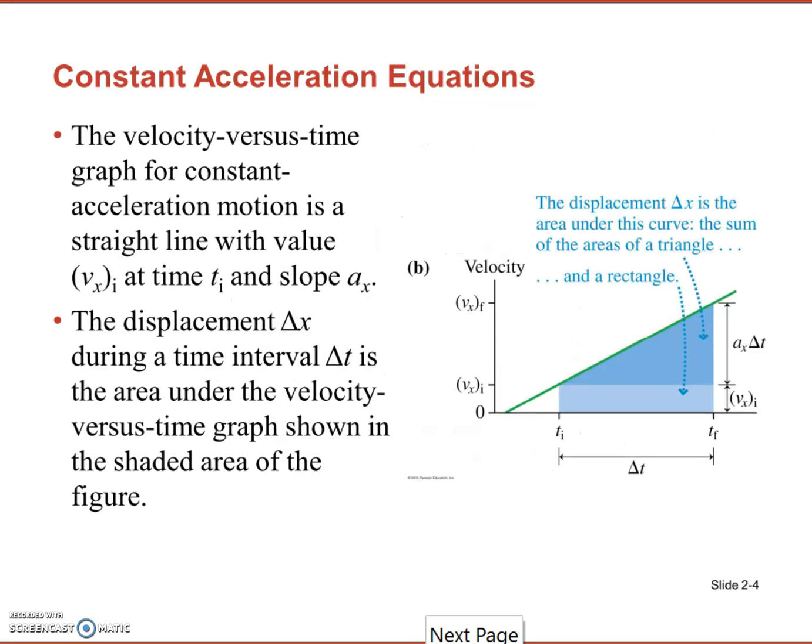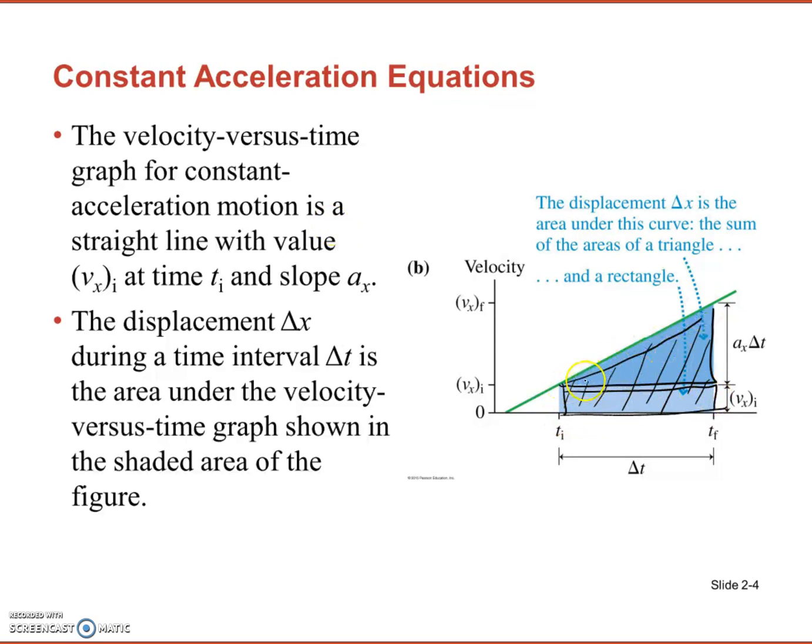Okay, so we can derive more constant acceleration equations by looking at the velocity versus time graph. Let's say I consider this time interval from t initial to t final, when my object goes from some initial velocity to some final velocity. We said before that the displacement is the area under this graph. In this case, the shape created by this graph is a triangle plus a rectangle.